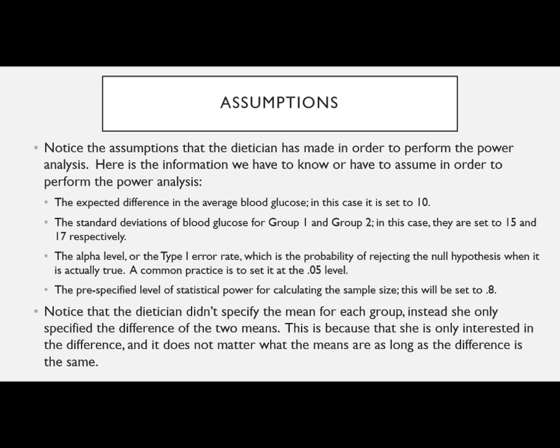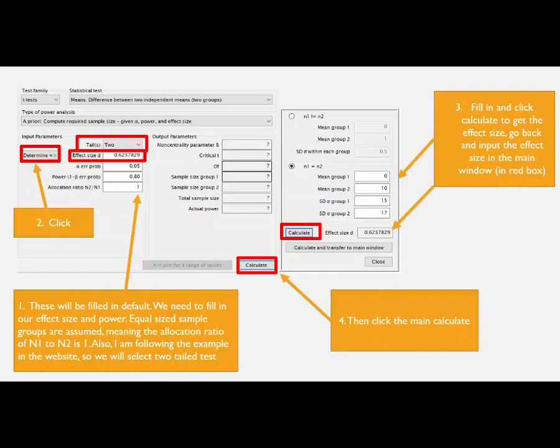Now notice she didn't specify the means for each group, instead she only specified the difference of the two means. That's because she's only interested in the difference, and it doesn't matter what the means are as long as the difference is the same. Now this is a very busy slide, I understand that, I'm going to take you through it. When you open it up, you'll see this square, and these will be auto-populated. We're going to make some changes.